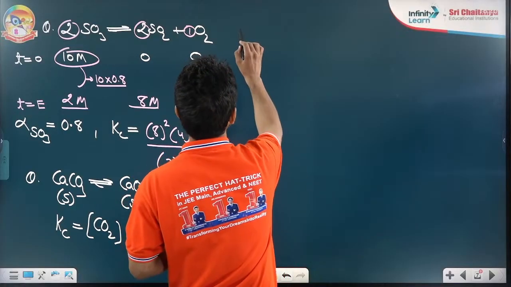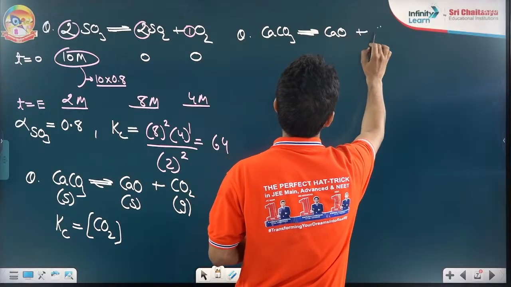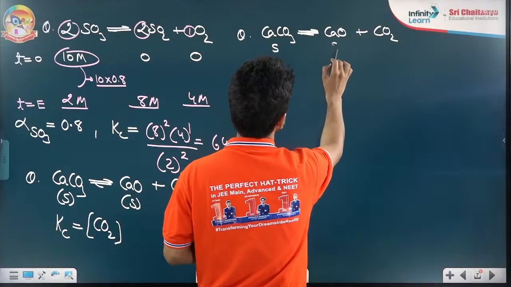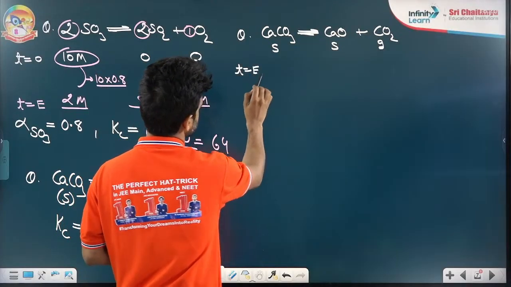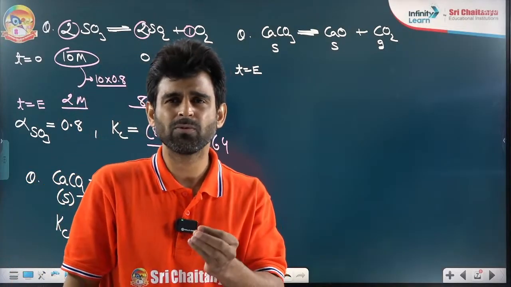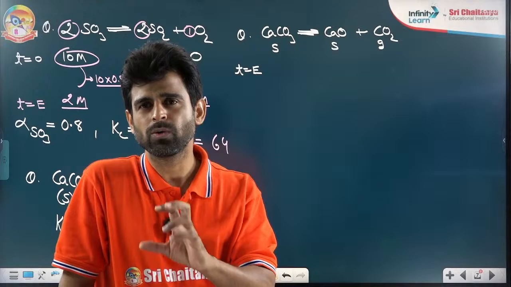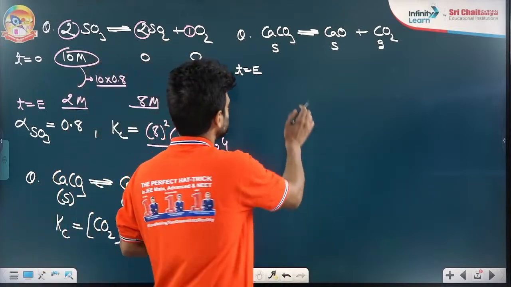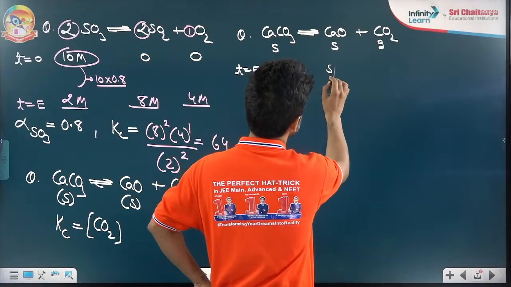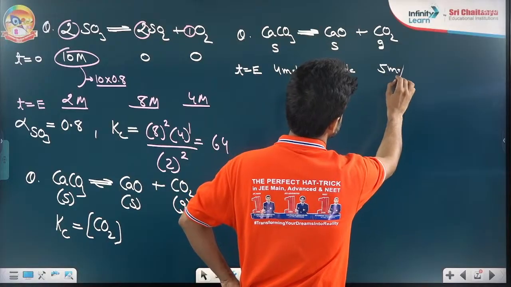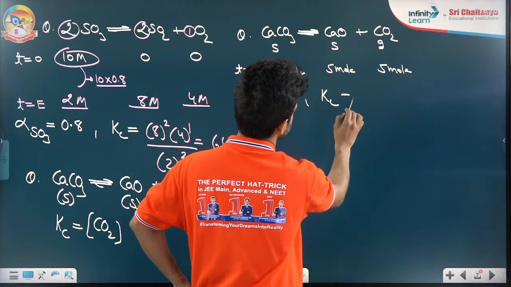Imagine if I give a simple question on this basis, same thing. CaCO3 is written here, CaO, CO2, and we know CaCO3 is solid, CaO is solid, and CO2 is gas. Imagine at the time of equilibrium, in a vessel a reaction is going on, and they write that 4 moles of CaCO3 are present, and 5 moles of CaO are present, and the volume of the vessel is 2 liters. My question is very simple: find the Kc.